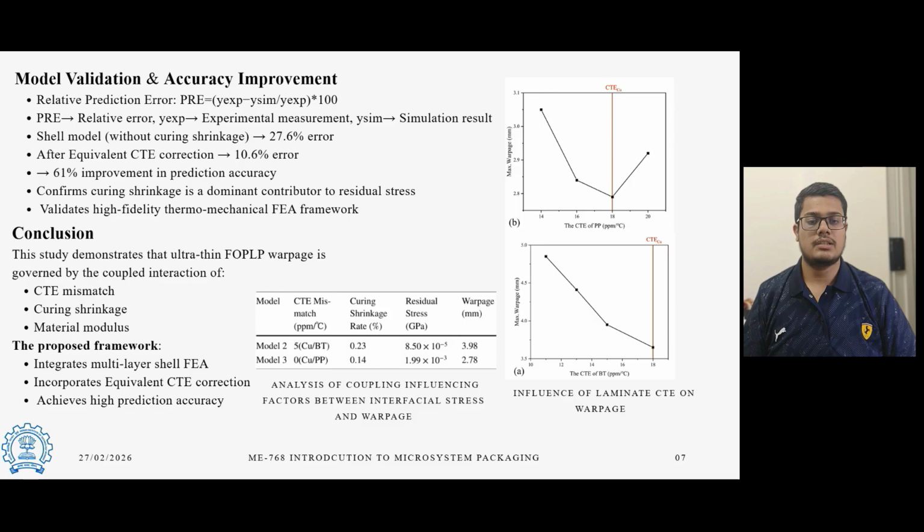The table in the center further explains this coupling effect. Model 2, which uses copper and BT, has CTE mismatch and higher curing shrinkage, leading to higher residual stress and larger warpage. While in Model 3, we are using copper and prepreg, which achieves near CTE matching and lower shrinkage, resulting in reduced interfacial stresses and smaller warpage. Additionally, prepreg has a lower Young's modulus compared to BT. This low modulus allows partial stress relaxation through localized deformation, further reducing the stress concentration.